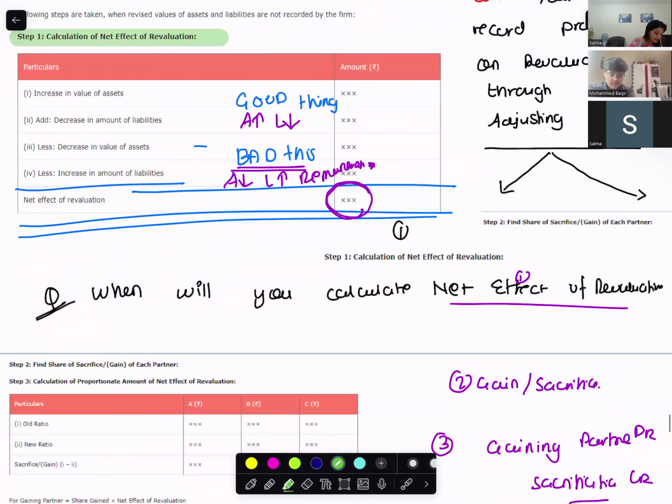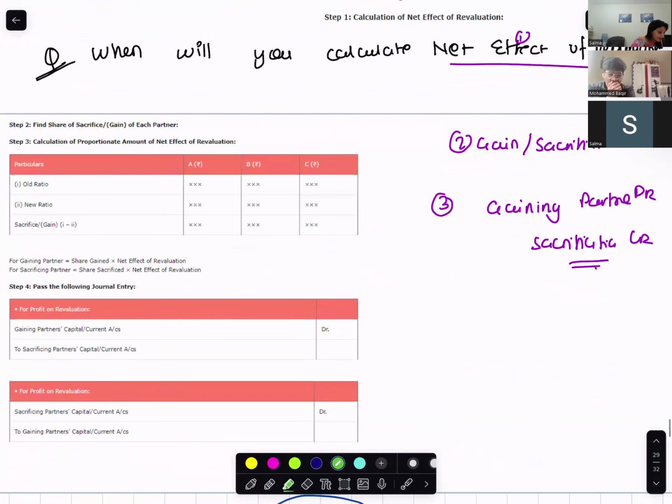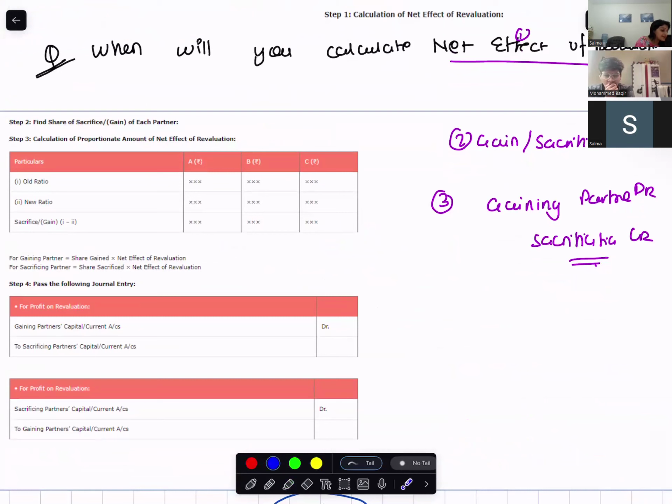After you calculate the net effect on revaluation, you will find the sacrificing or gaining ratio. So you have the old ratio minus the new ratio. You will get the sacrifice or gain ratio. If the answer is negative, it is a gaining ratio. If the answer is positive, it is a sacrificing ratio.